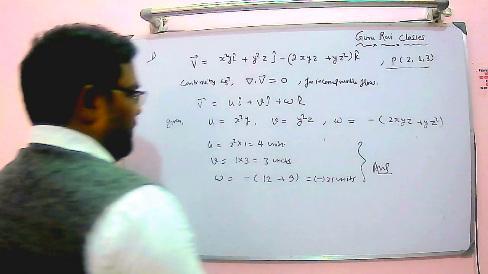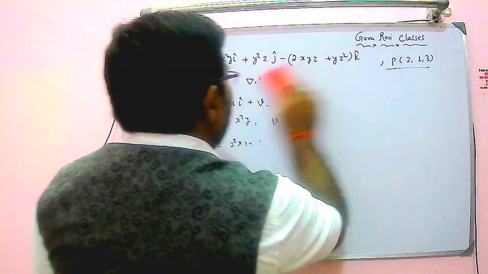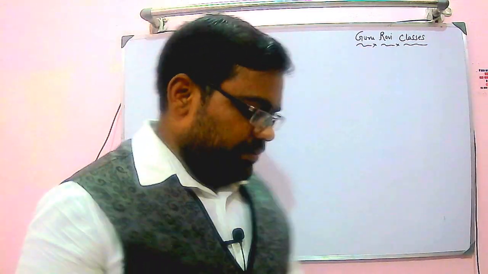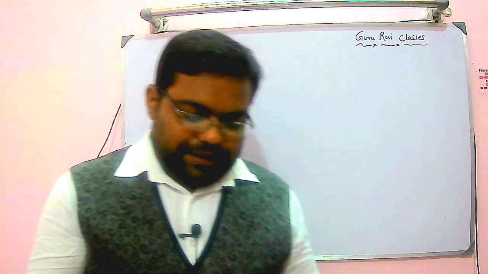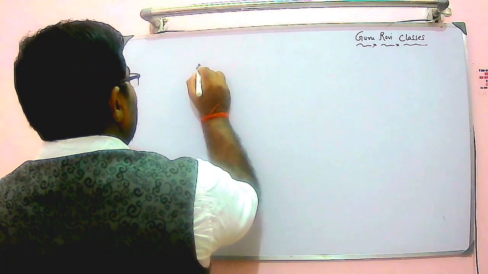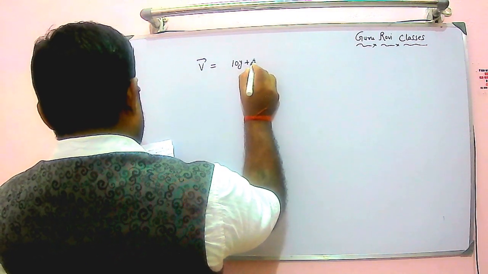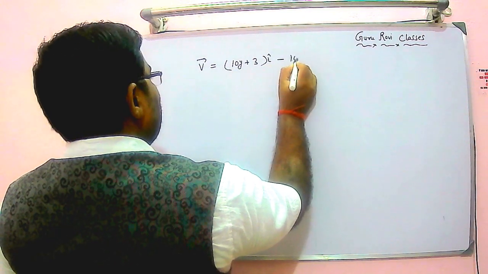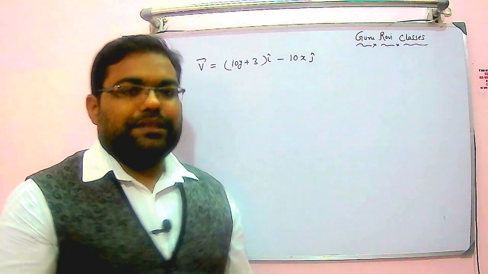So let's go for the second problem. I am erasing this. These are the answers, 21 units. Let's go for the second numerical problem. The second numerical problem is saying that if the velocity vector for a given flow domain is given by this equation: this is the equation, 10y plus 3 i minus 10x z. This is the velocity vector which is given.